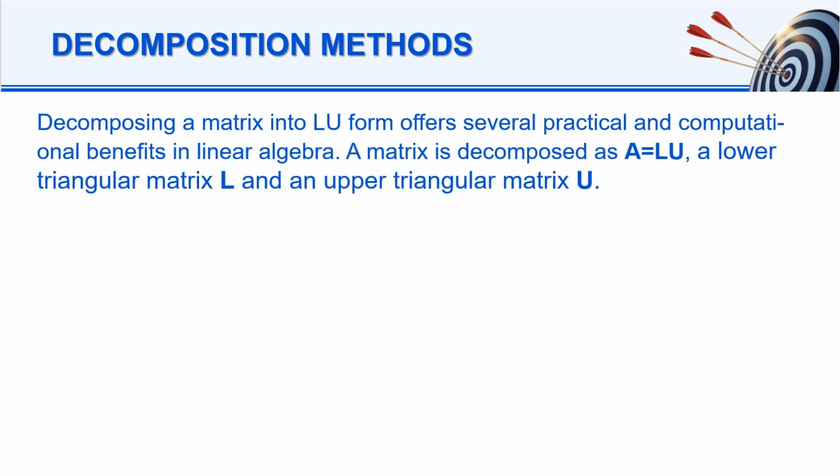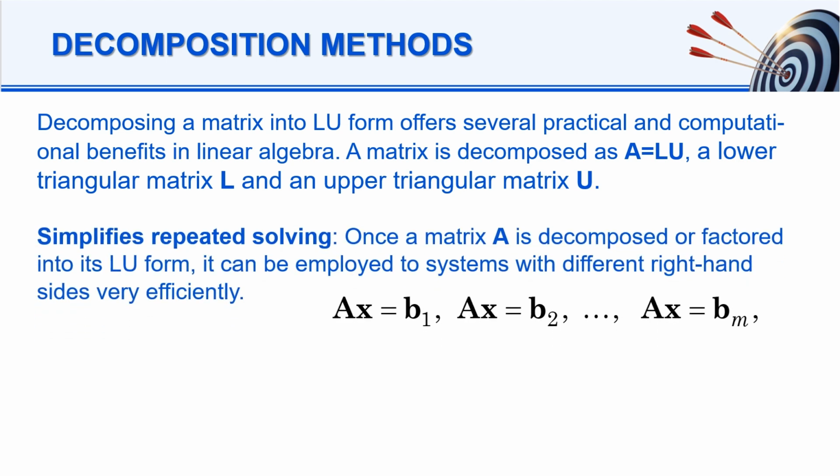Decomposing a matrix into LU form offers several practical and computational benefits in linear algebra. A matrix is decomposed as A equals LU, a lower triangular matrix L, and an upper triangular matrix U. LU decomposition simplifies repeated solutions of a matrix equation. Once a matrix A is decomposed or factored into its LU form, it can be employed to solve systems with different right-hand sides very efficiently.